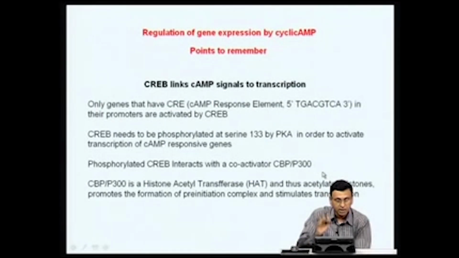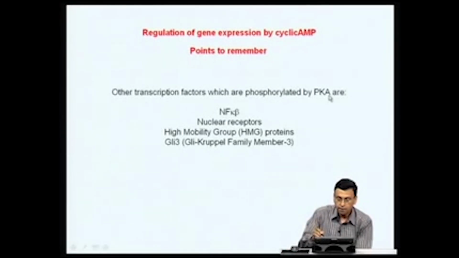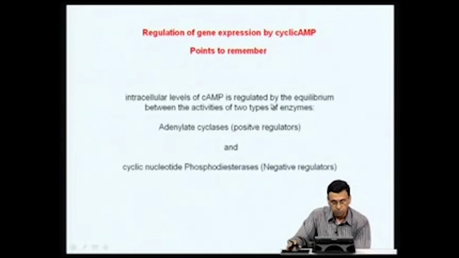Now, CREB is the primary link between cyclic AMP and gene transcription. We discussed various aspects of CREB activation. I have listed some of the important aspects: what is the cyclic AMP response element, what is the residue that is phosphorylated by PKA, how does CREB interact with CBP/P300, and how does CBP/P300, by virtue of its histone acetyltransferase activity, acetylate histones, leading to stimulation of pre-initiation complex formation and activation of transcription. In addition to the CREB/ATF family of transcription factors, PKA also phosphorylates a number of other transcription factors like NF-kappa B, nuclear receptors, high mobility group proteins, and the GLI-Kruppel family members. But we have not discussed some of these aspects, and if you are interested, you can read up on them later using specific papers.